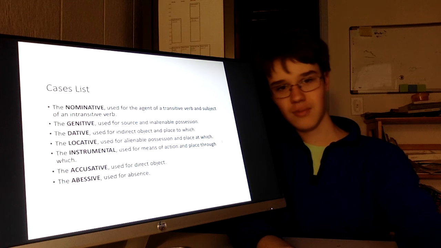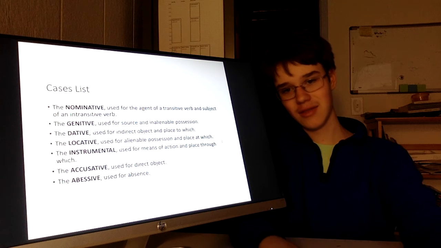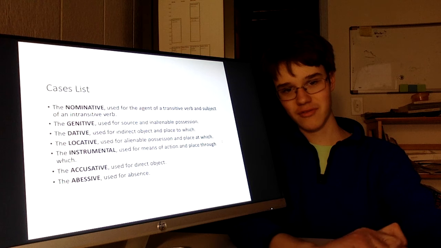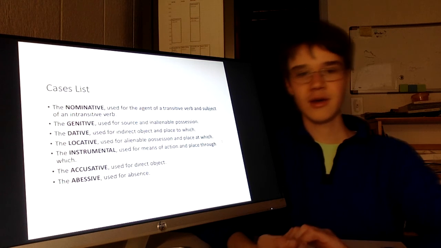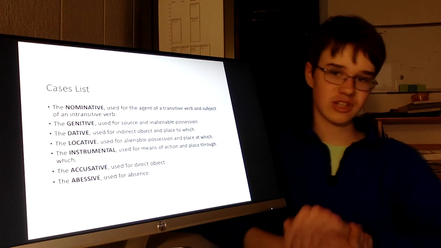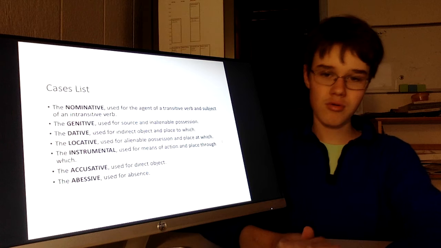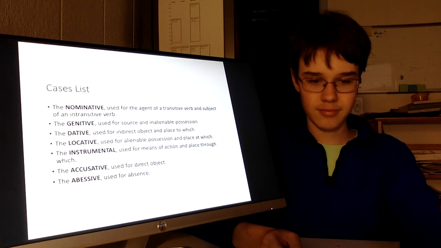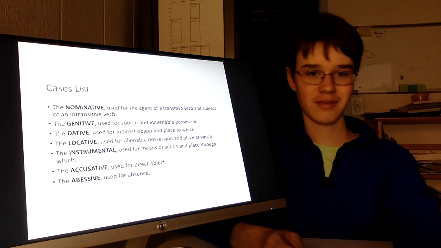And the instrumental is used for means of action, like I cut the cheese with a knife, that sort of thing. And another thing would be place through which, like the preposition through, that sort of thing. I go through the gap, the strait. I go through the straits, that sort of thing.